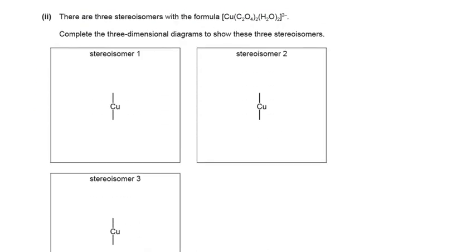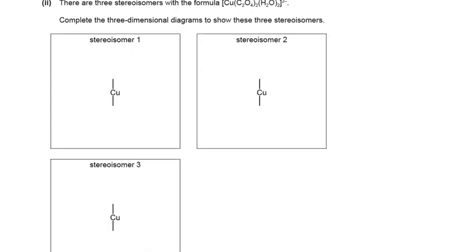And let's go ahead with the next parts. Here it says 3 stereoisomers with the formula given, which is a 2- complex. Complete the 3-dimensional diagram to show these 3 stereoisomers.